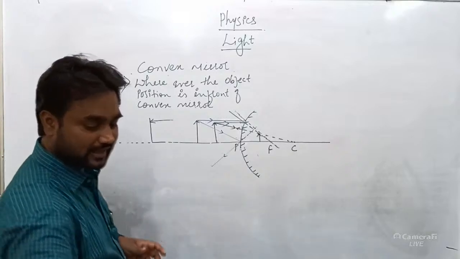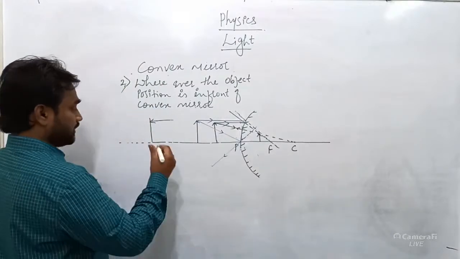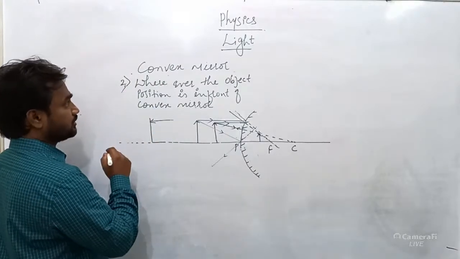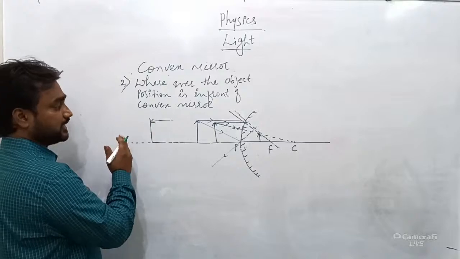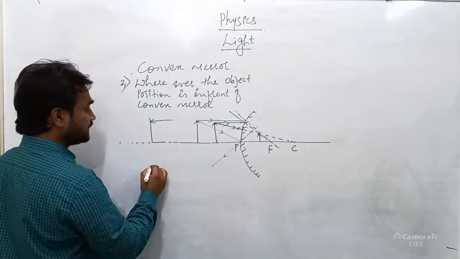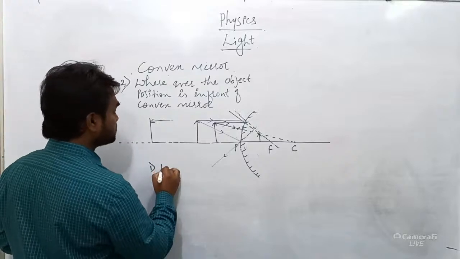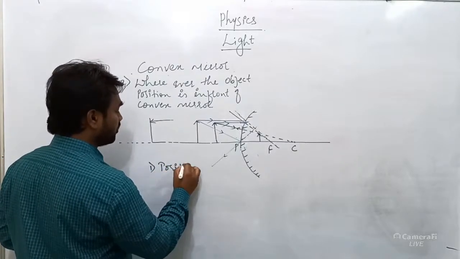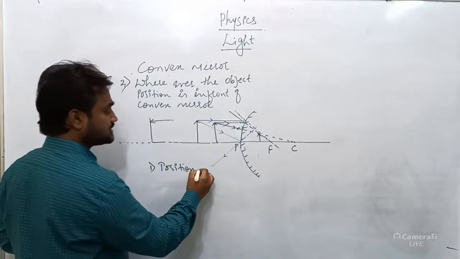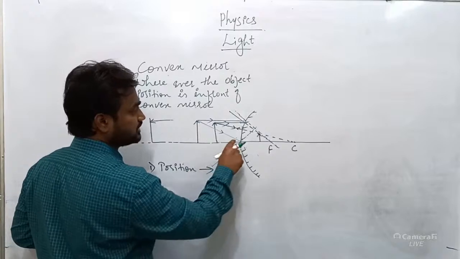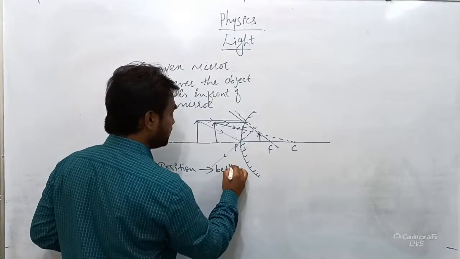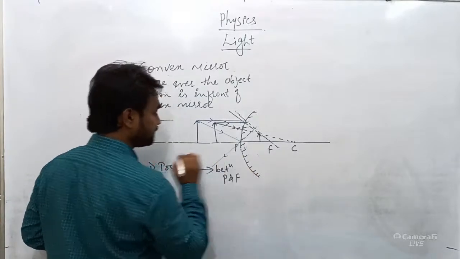So here what is happening, you could see the characteristics. If we discuss the characteristics of the image formation in case of convex mirror, when the object is placed between infinity and pole, the first characteristic, what is the first characteristic? That is the position of the image formed. Where is the image position? P and F, between pole and principal focus.